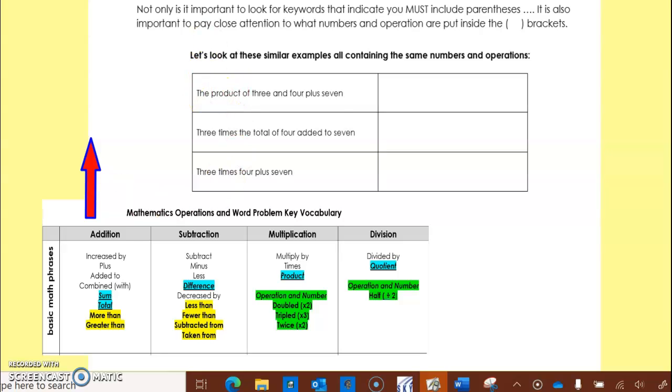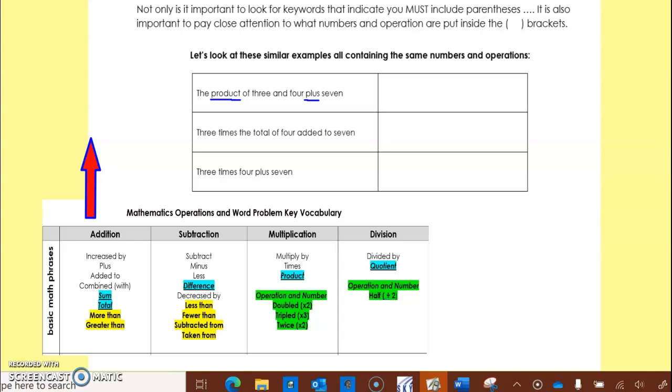So if we look at the first one, we have the product of 3 and 4 plus 7. So here are my operational keywords, the product and plus. If I take a look down at my keyword chart, product is highlighted blue, and blue is what we're going to be looking for. And you'll see it on the big expanded chart. I'll let you see that, and it's also going to be found under that resource tab on the home page.